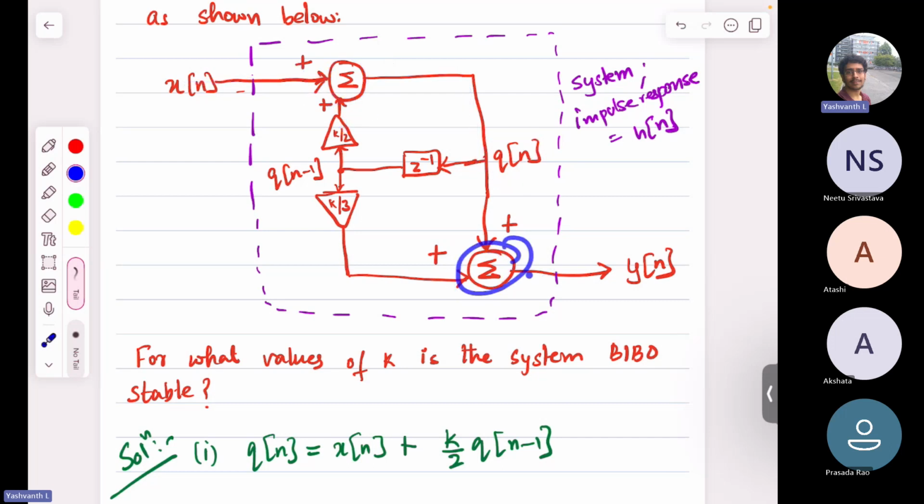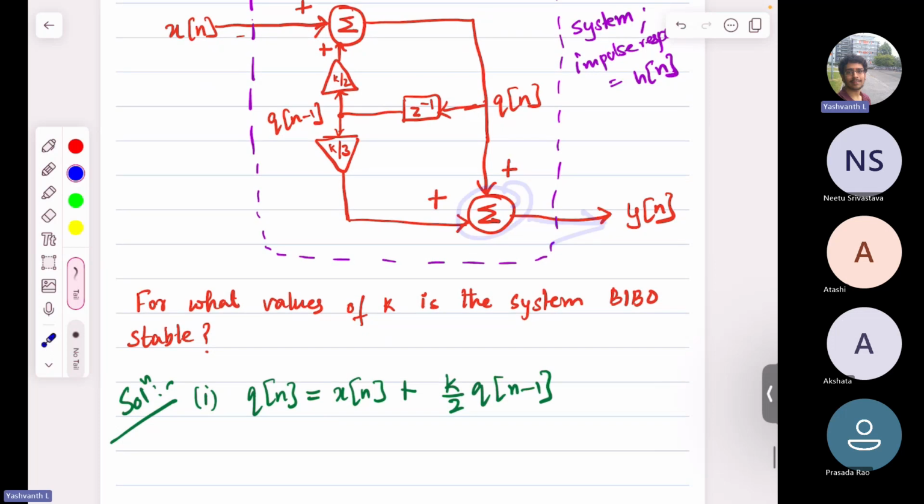The second adder output is y of n. So the second adder output is what? y of n equal to, what are the two inputs? This input and this input. One is Q of n, the other is k by 3 times Q of n minus 1. So Q of n plus k by 3 times Q of n minus 1.